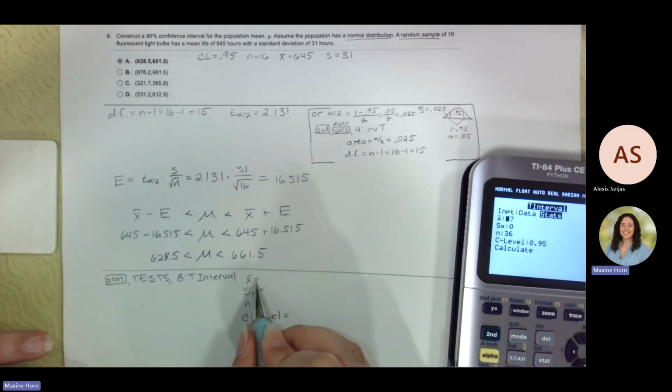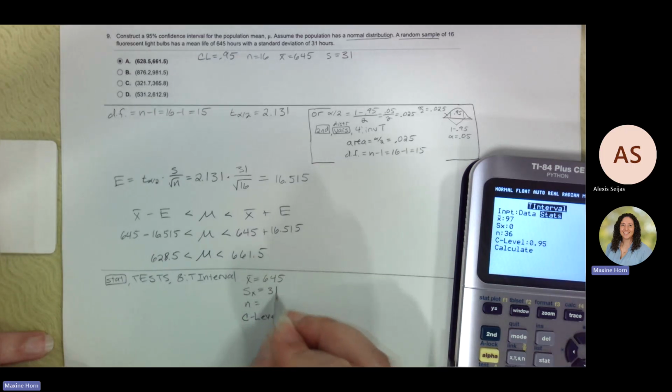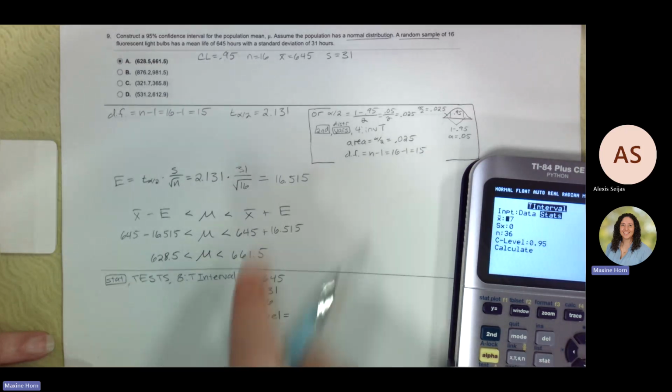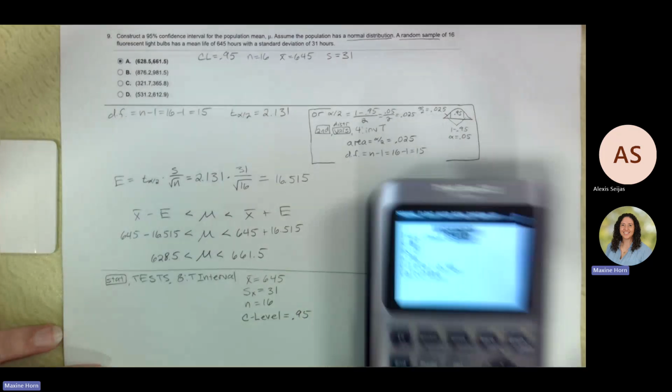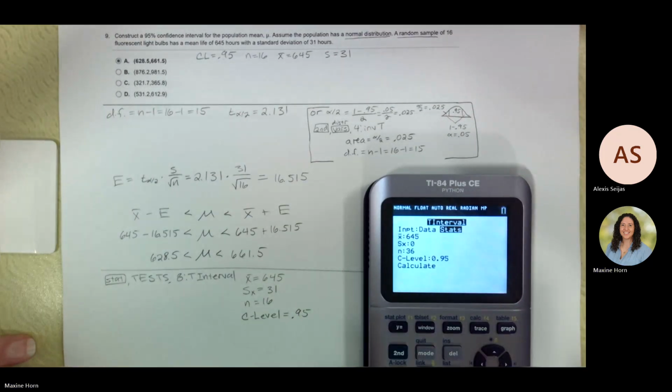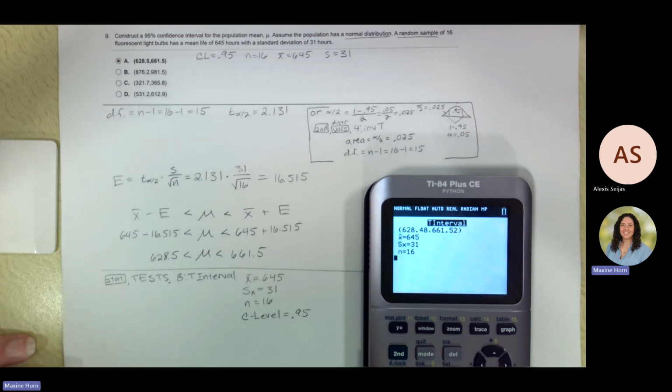So sample mean was 645, sample standard deviation was 31, sample size was 16. Remember, it was okay that it was less than 30 because it was normally distributed, right? And our confidence level is 95%. Okay, so let's plug it in. And there we have it. And again, if we round to 1 decimal point, we're still getting the exact same thing, right? 628.5, 661.5.